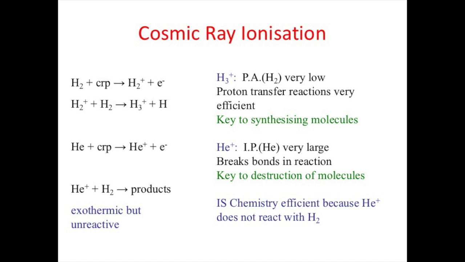Cosmic rays strip an electron off hydrogen. The end result is the formation of H3+, which has a very low proton affinity and transfers its proton very efficiently to other species. Helium, which is 10% of the total abundance in the universe, is ionized to helium+.